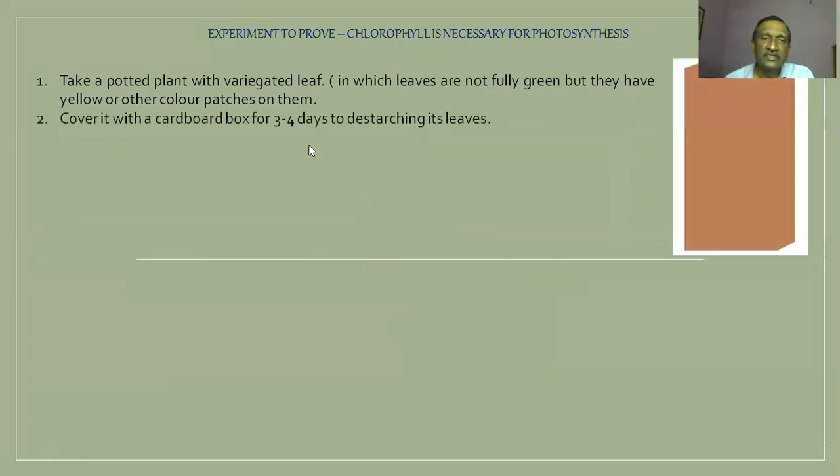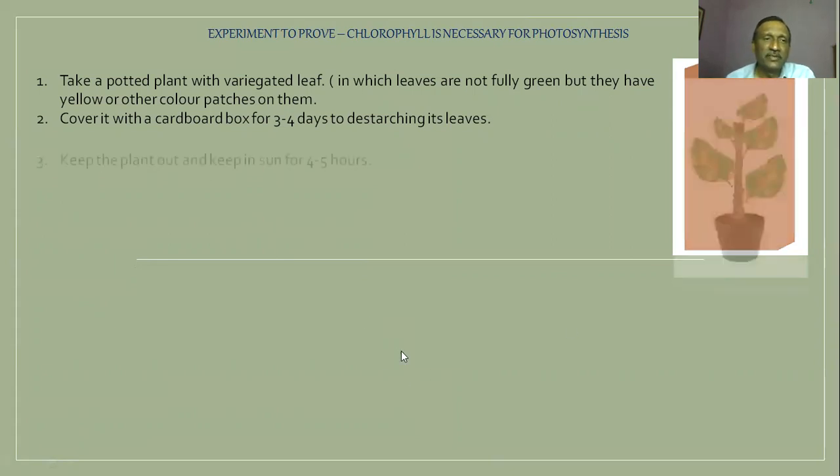And the next step is we have to cover the plant with cardboard for 3 to 4 days, or keep the plant in the dark in a room where nobody goes. Remember, even if you are keeping the plant in a dark room or covering it with cardboard, you have to keep giving water. Now what is the next step?